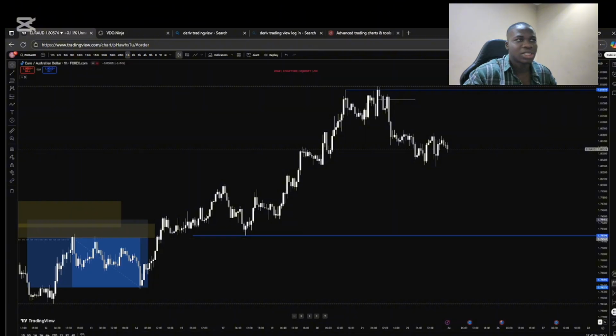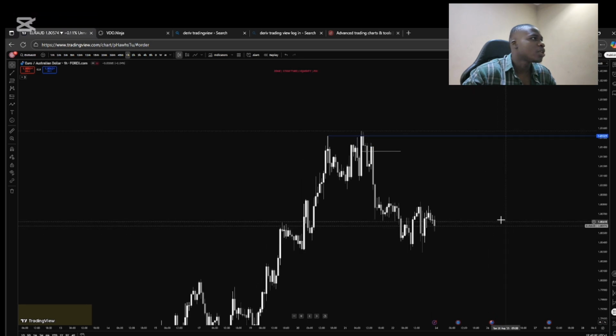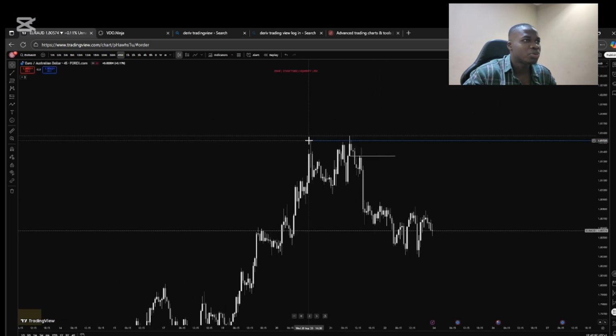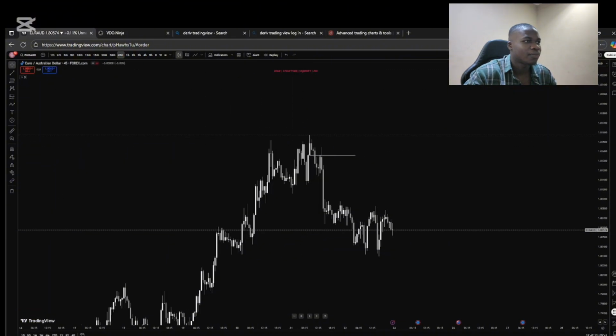So as you can see, basically Euro AUD swept this previous high. Now after Euro AUD swept this previous high right here, there was a sweep right here. Then before price swept, there's a 45 minute order block that was mitigated. That 45 minute order block was the one that was sponsoring all this sell.